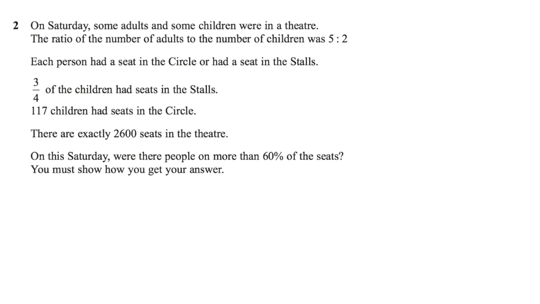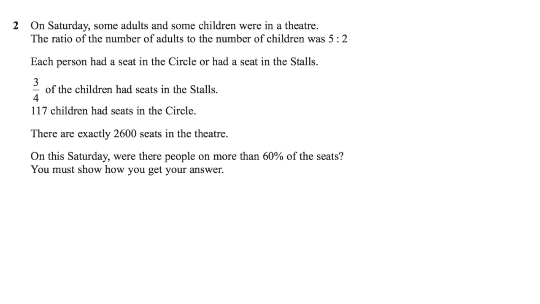117 children had a seat in the circle. There are exactly 2,600 seats in the theatre. On this Saturday, were there people on more than 60% of the seats? You must show how you get your answer.